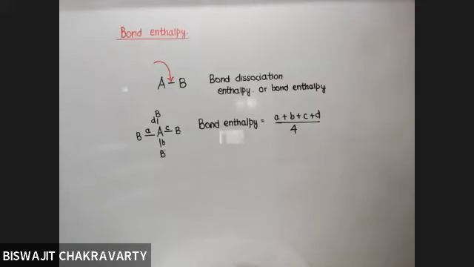So hence, when we come across polyatomic molecules with the same type of atoms surrounding the central atom, the bond dissociation enthalpies will be different for each and every bond, and bond enthalpy will be calculated by taking the average of all the bond dissociation enthalpies. I hope it is clear to everyone.